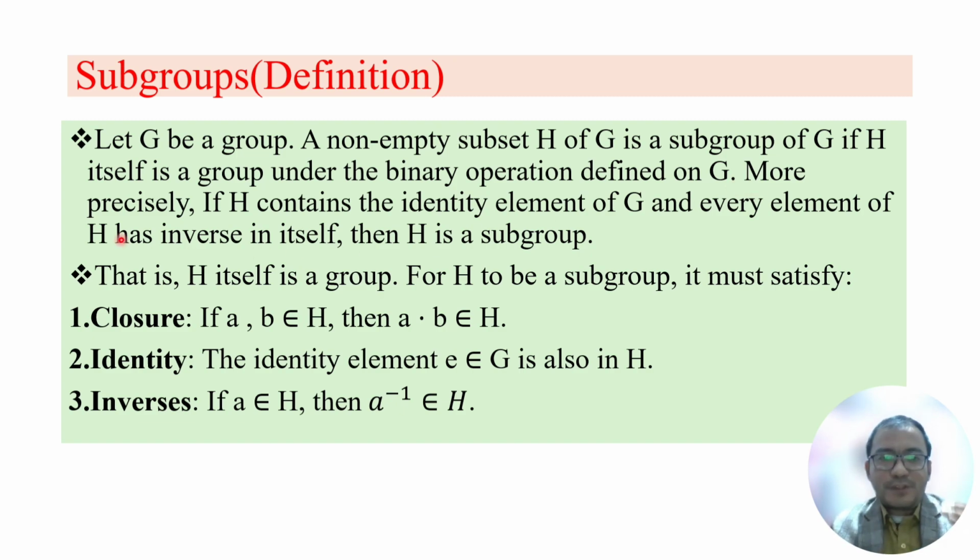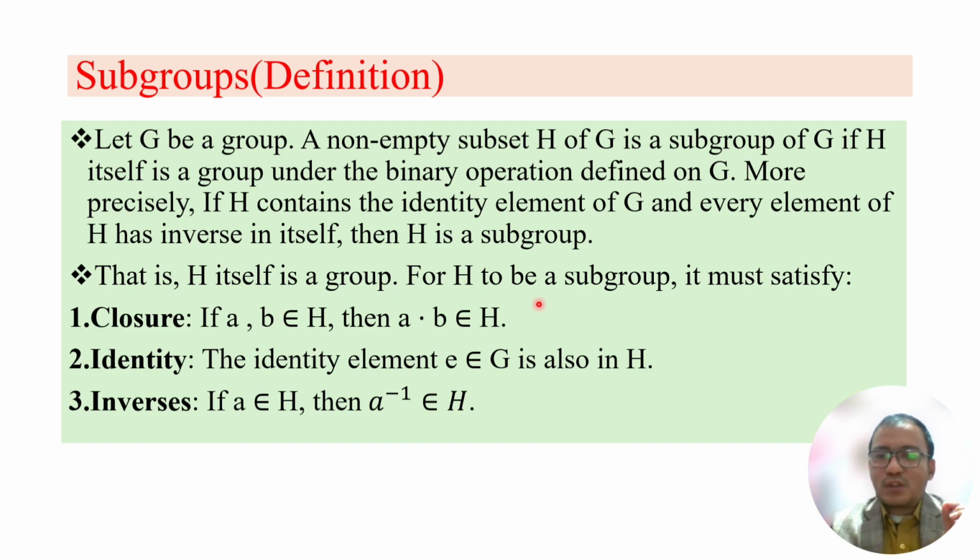More precisely, if S contains the identity element of G and every element of S has an inverse in itself, then S is a subgroup. So the identity element of G, that same element should be contained in S too. S itself has the inverse within it. So S itself is a group.